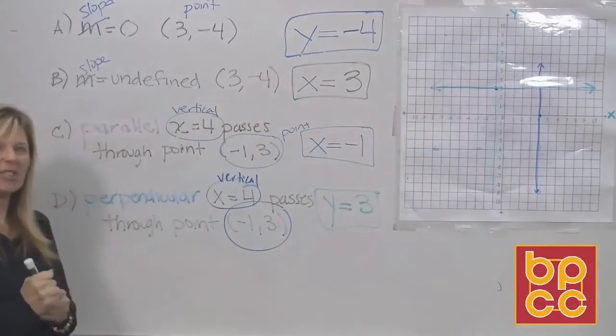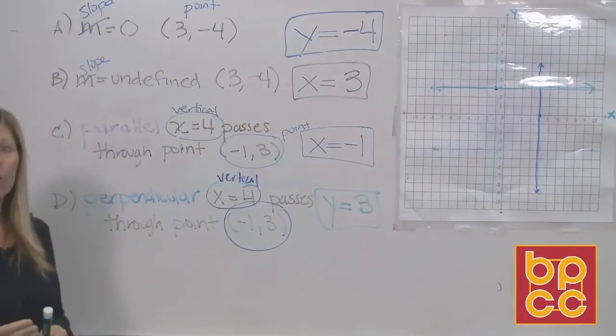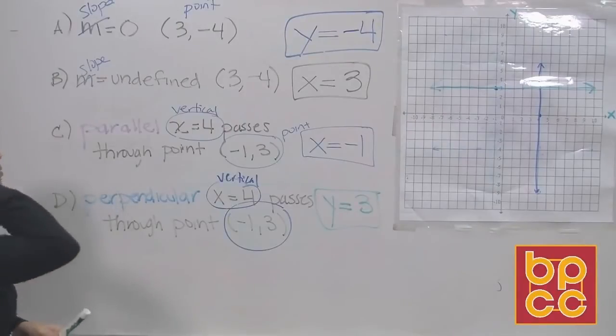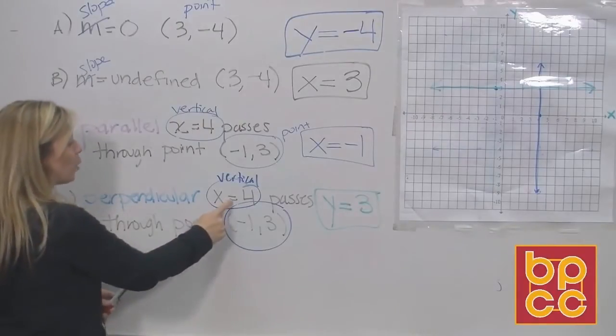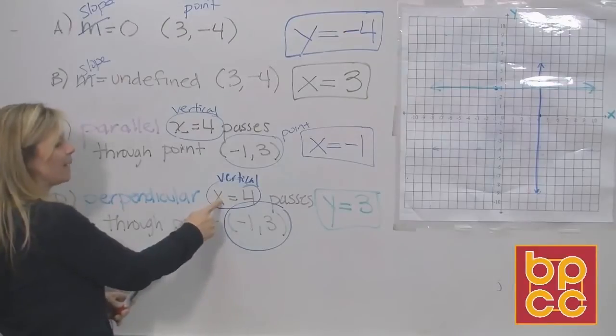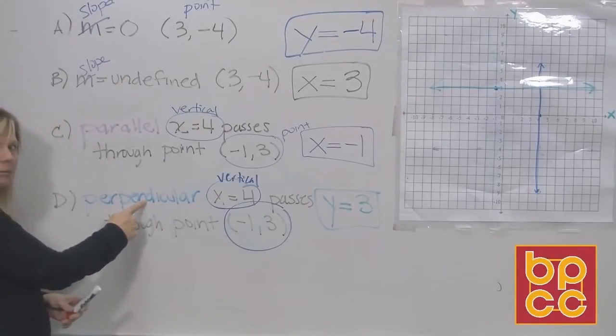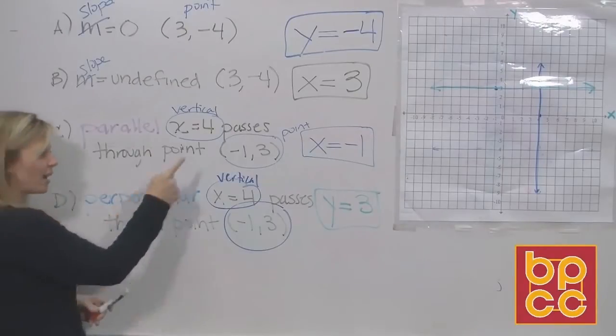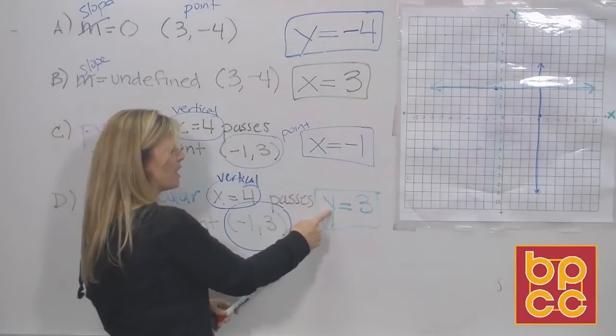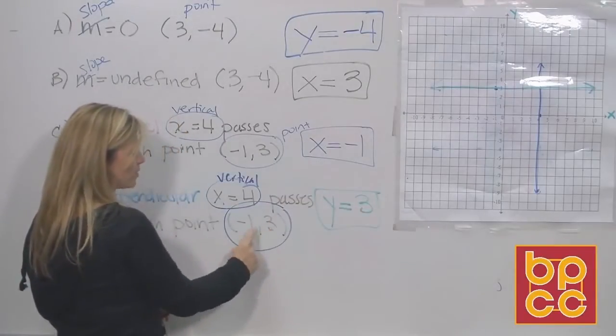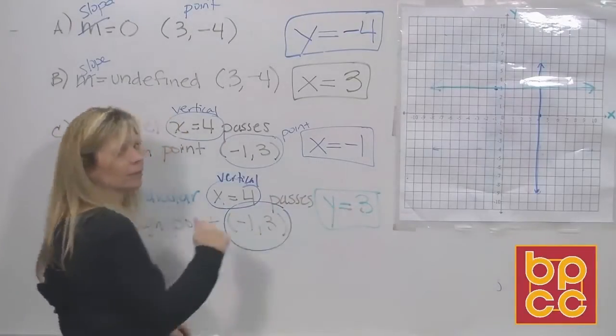Did we really need to draw the picture? No. Some of you could look at this and do it in your head. You could say, okay, this is an equation. It has an x. That means it's a vertical line. If I'm going to be perpendicular, I must be a horizontal line. To write the equation of a horizontal line, I use the letter y. But then I need a number. Well, everybody look at my point. My y number is 3.